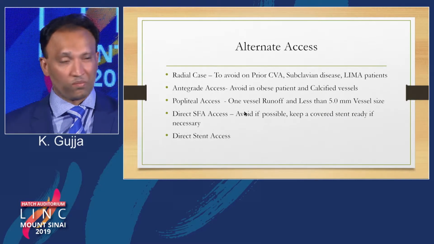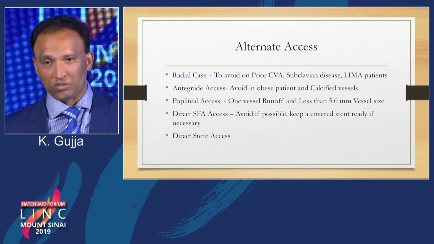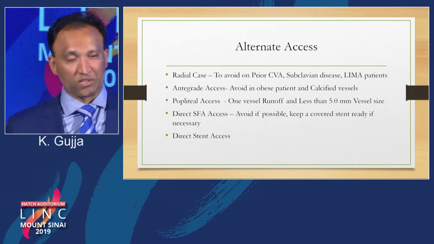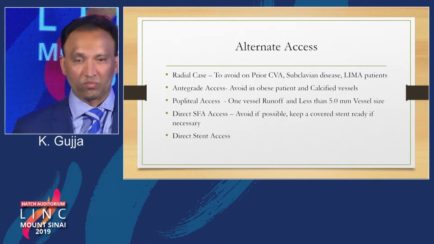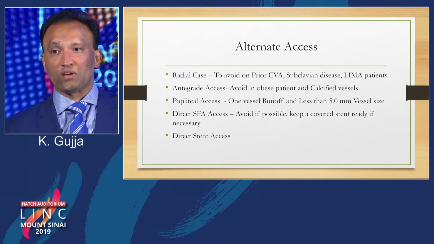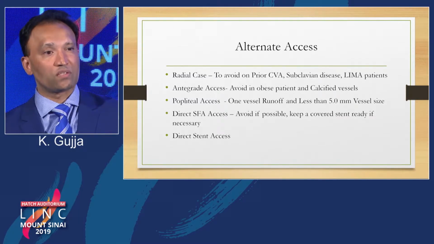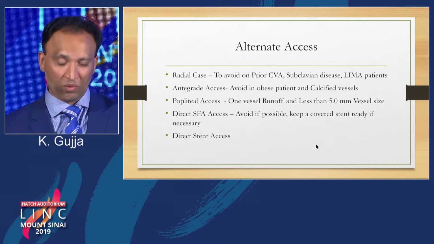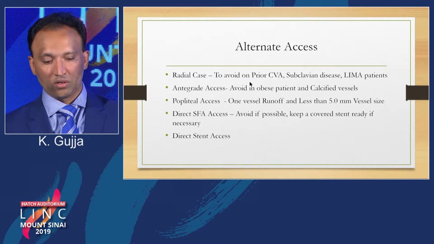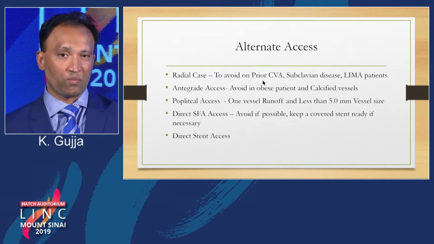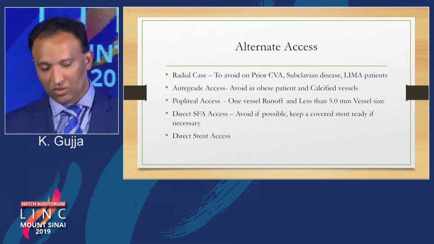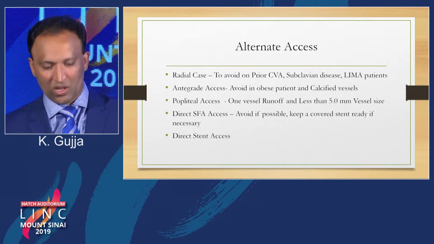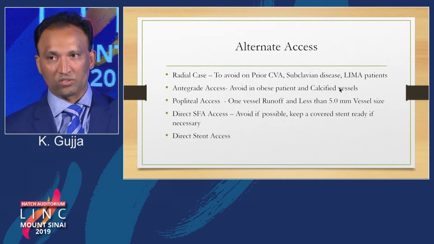A lot of people are doing primary radial interventions because Terumo has come up with great radial kits. I think it's R2P equipment, which is great. Can be done. So a lot of people primarily do it. Again, you should definitely try to avoid prior CVA patients, especially if you're doing right radial, definitely avoiding stroke patients. There's no reason to take the chance. Subclavian disease patients, definitely avoid it.